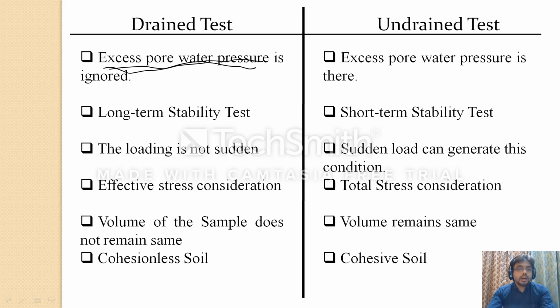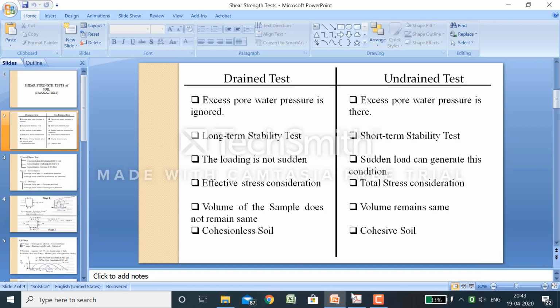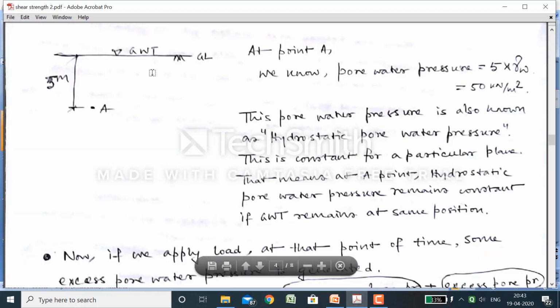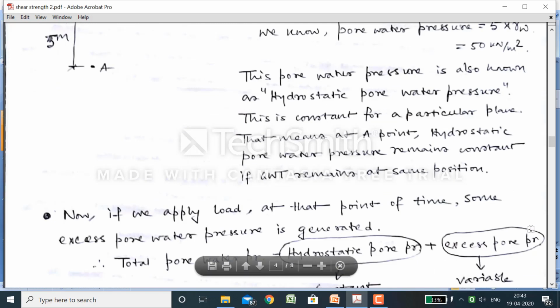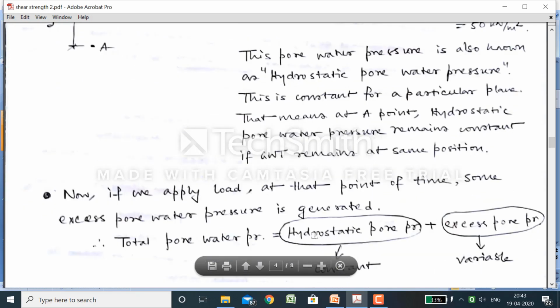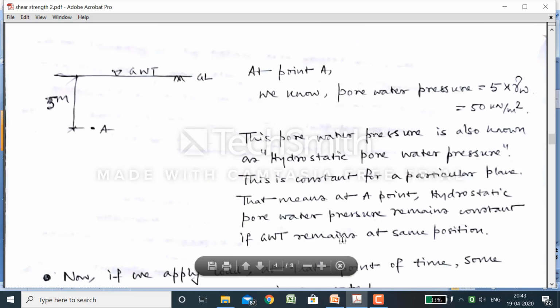Normally, water pressure is of two types. We have already discussed it in the previous class. In this PDF, we can see that there are mainly two types of water pressure. Number one is the hydrostatic water pressure, and number two is the excess water pressure. The total water pressure is equal to the hydrostatic water pressure plus the excess water pressure. What is hydrostatic water pressure? Whatever we study in our effective stress chapter, that water pressure is known as the hydrostatic water pressure, which is constant if the groundwater table remains the same.